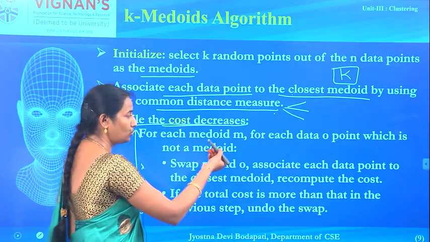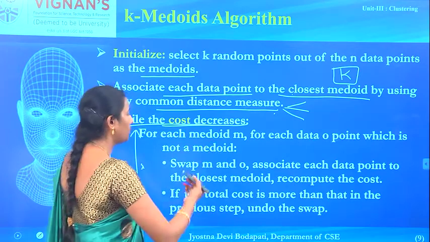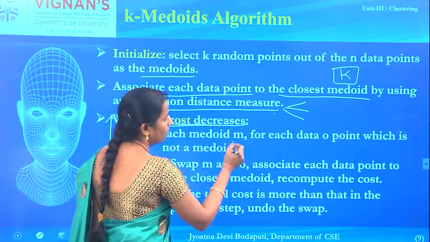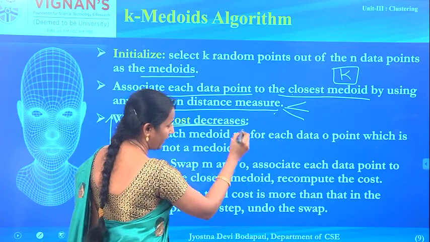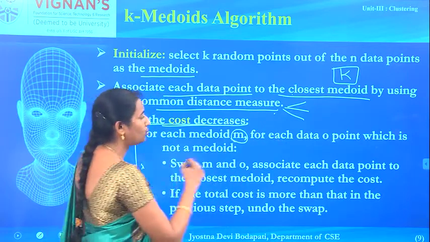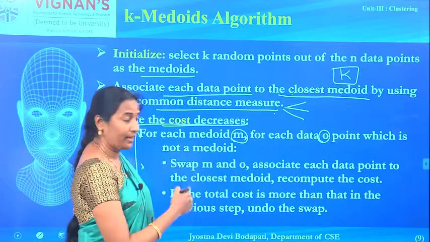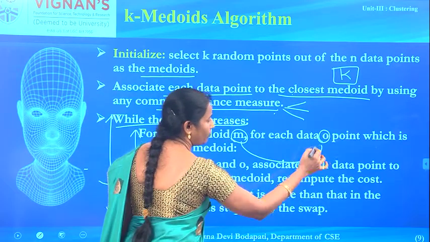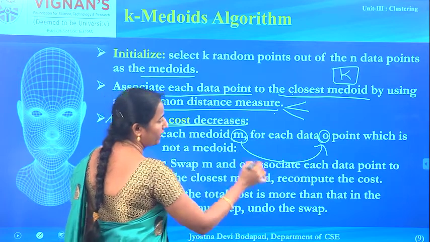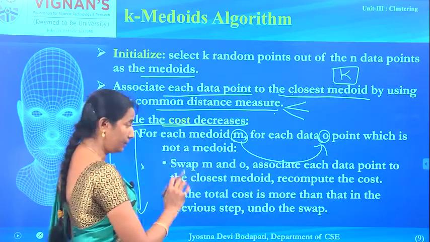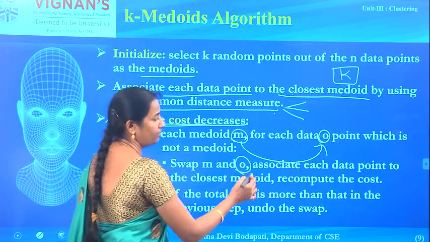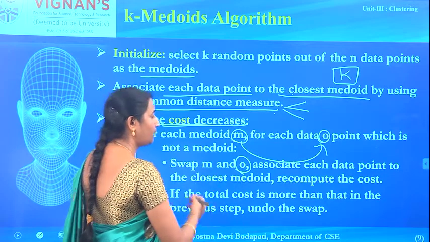And what we need to do in every iteration is, you have to select one of the Medoids, which you call M, and you choose one random data point O, which is a non-Medoid, and you just swap M and O. That is, you are making one of the non-Medoids a Medoid, and you associate every data point and compute the cost.